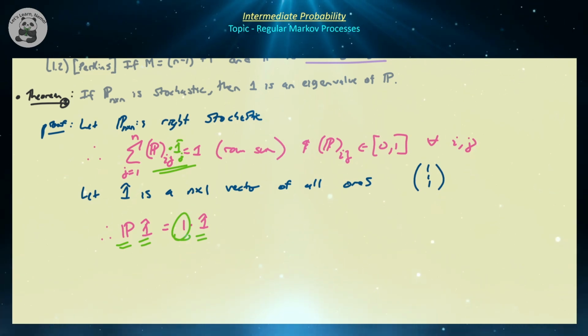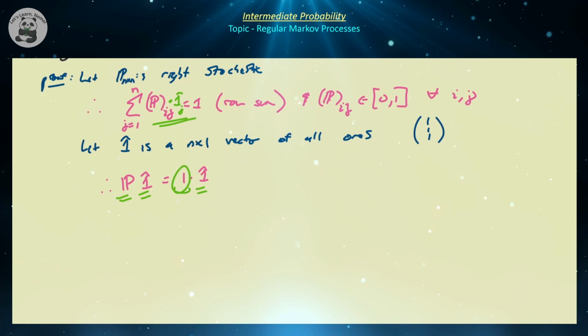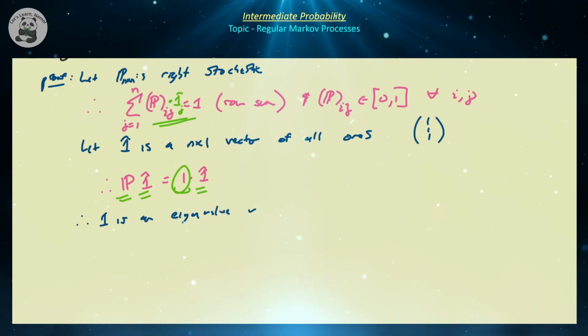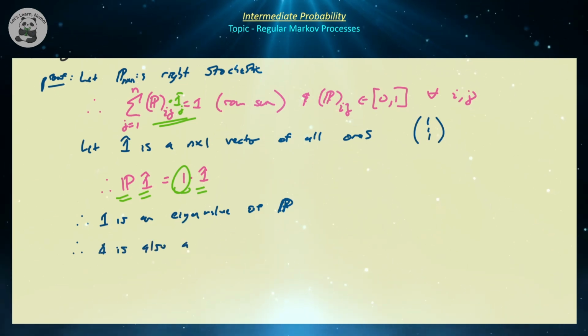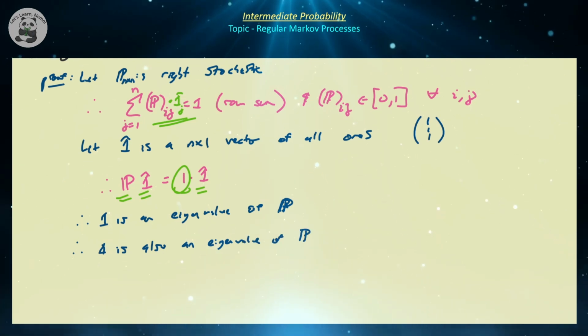So from this equation, if you know anything about eigenvalues, you should be able to see that 1 is an eigenvalue of P. Now keep in mind, I did say that this is true for any stochastic matrix, right or left. If 1 is an eigenvalue of P, then by properties of eigenvalues, 1 is also an eigenvalue of its transpose. So if P has an eigenvalue of 1, then its transpose also has an eigenvalue of 1 as well.